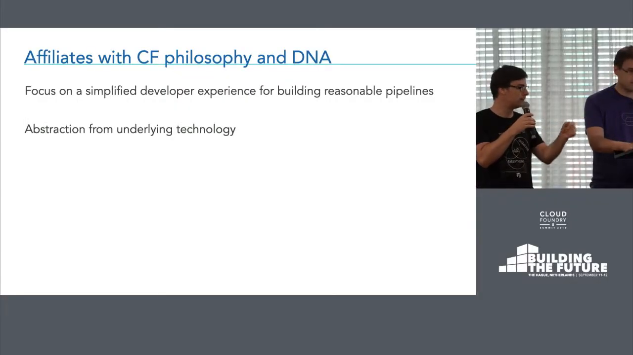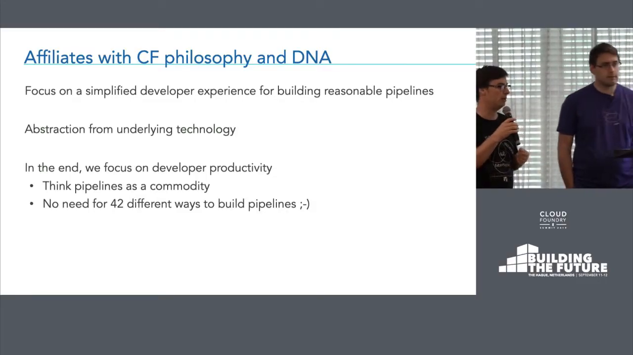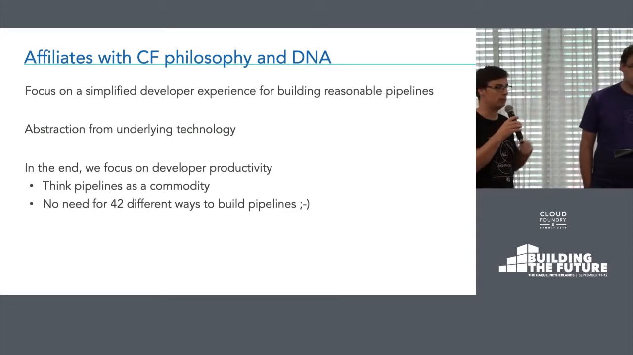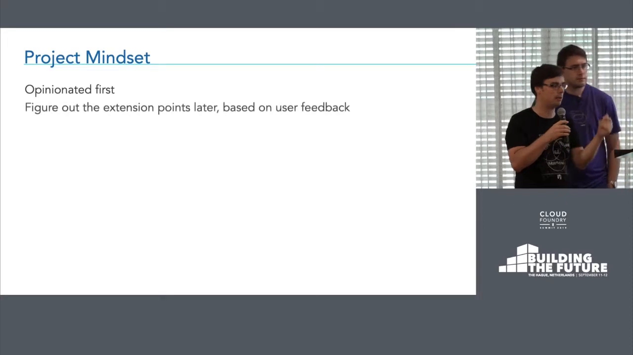So we want to abstract from the underlying technology. The idea is to push a pipeline, whatever it's running on, whether Concourse, that we would adopt in an opinionated way first, or switch to anything else if it makes sense later, just like the runtime in Cloud Foundry. So keep this in mind moving forward. In the end, focus on developer productivity, make something stand out, and make this effective. So pipelines would come as a commodity, and we can just stick to one way to pipe things in the first place, then maybe customize, but we will see that later. So opinionated first, and then figure out extension points.